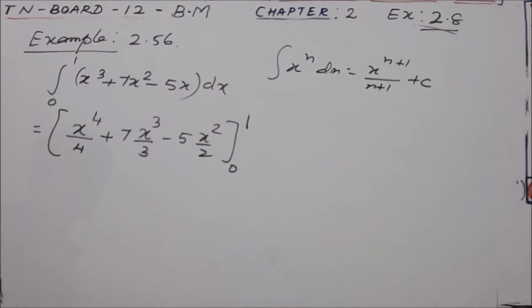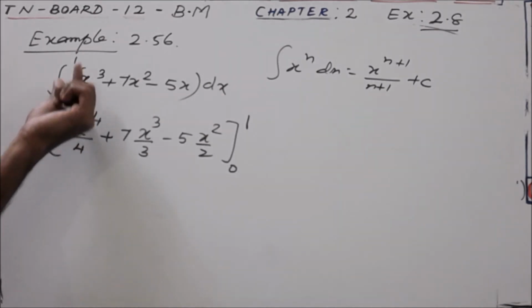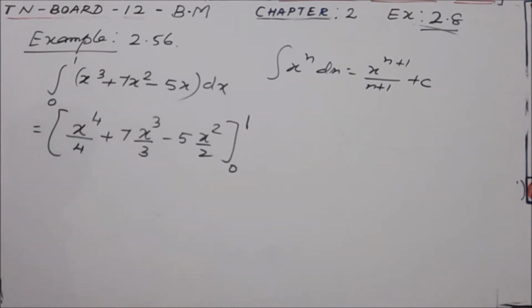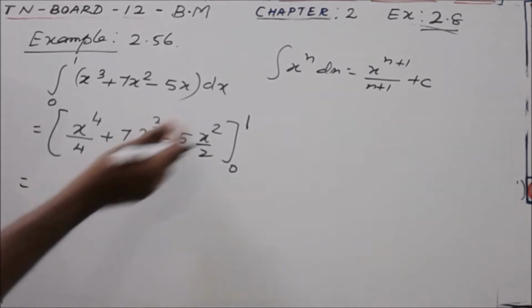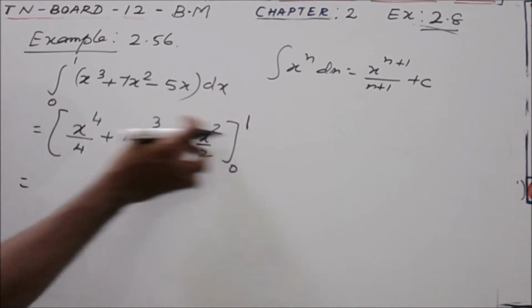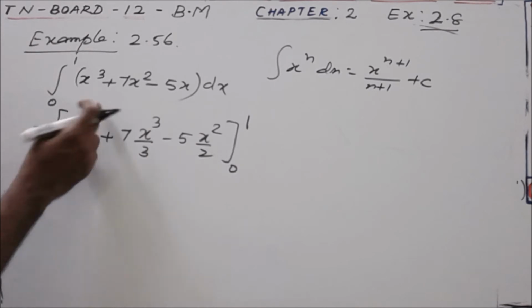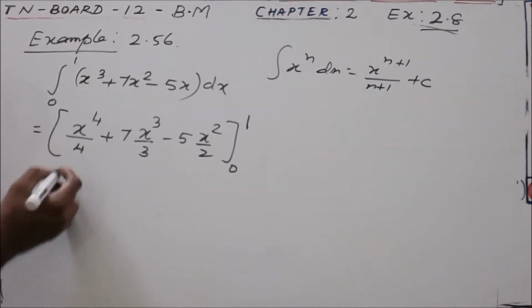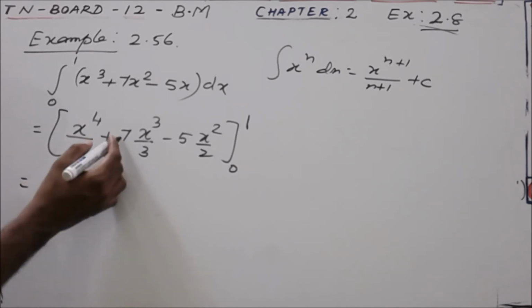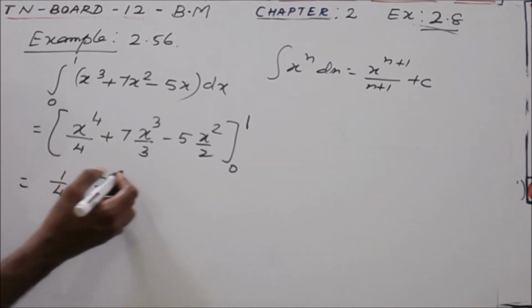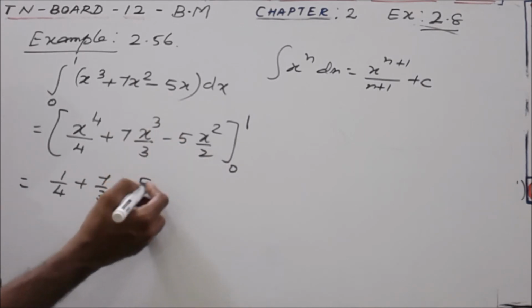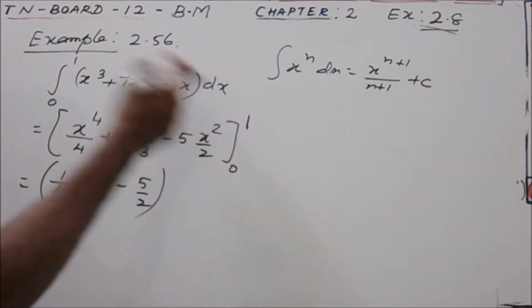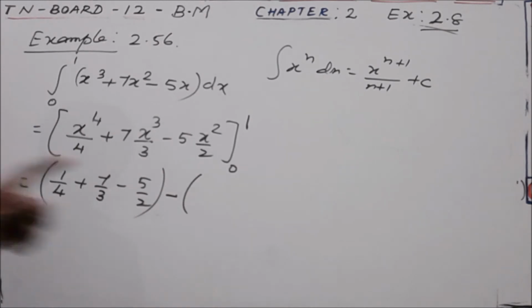upper limit placed here. There is no constant of integration because we are working with definite limits between 0 and 1. So the definite limits are applied here, that is a definite integral. Here by substituting upper and lower limit, substituting x, 1 power 4 is 1, 1 power 3 is 1, 1 power 2 is 1. So here we have 1 by 4 plus 7 into 1 by 3, 7 by 3, minus 5 into 1 by 2, 5 by 2. This is for substituting 1. Then minus the lower limit 0.